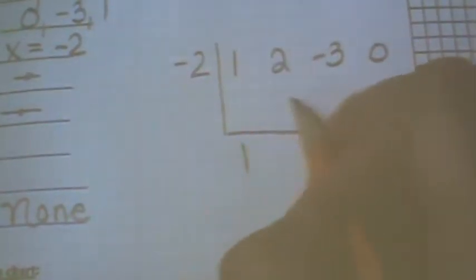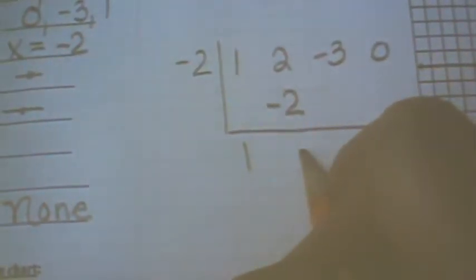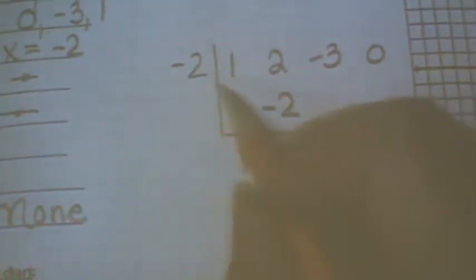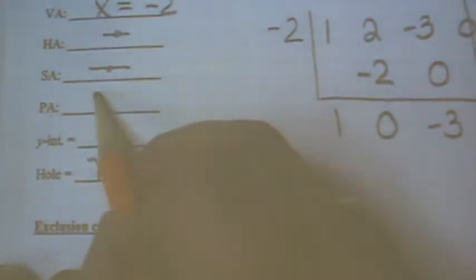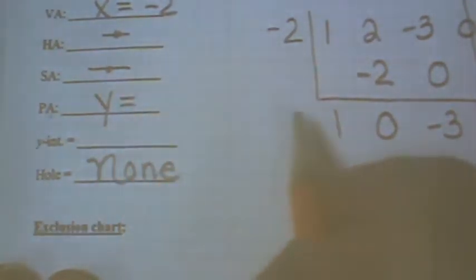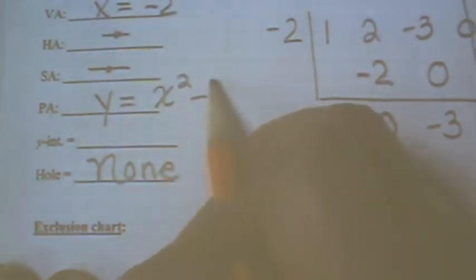So, help me with the synthetic division. What do I do? Drop the 1. Drop down the 1. Multiply. What do you do with this? Multiply. And this is insignificant, don't need it. So what is our parabolic asymptote? How do you interpret this? y equals 1x squared minus 3.